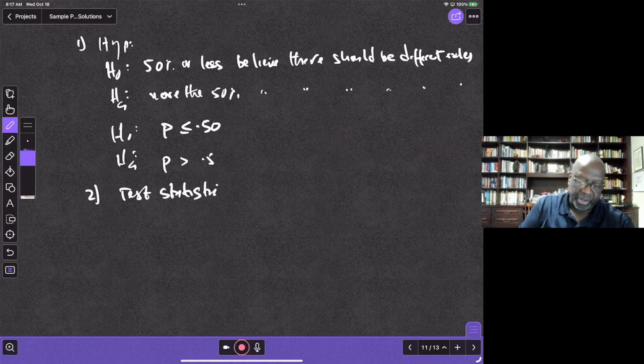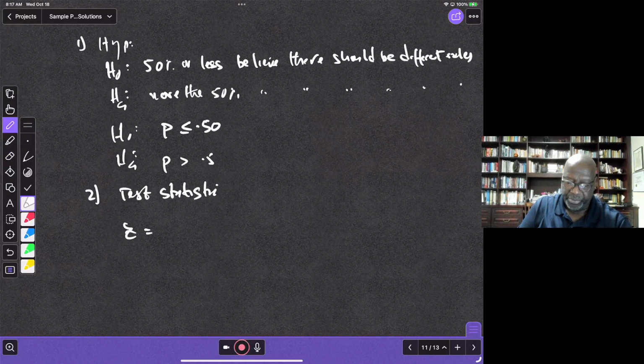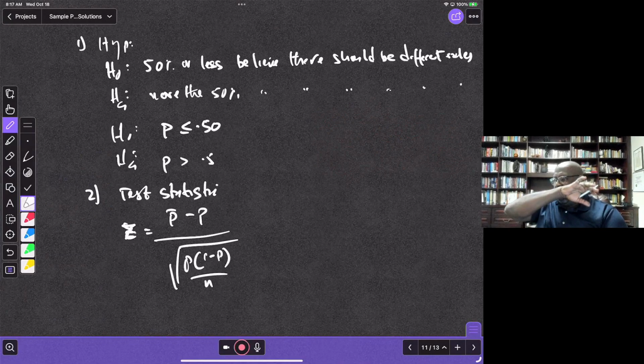So our test statistic is z equal to P bar minus P, remember sampling error, over the standard error, the square root of P times 1 minus P over n. Excuse me. So that's our test statistic. Step three, decision rule.